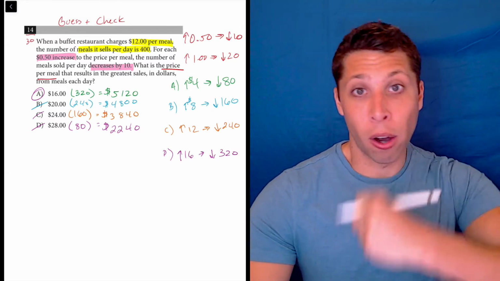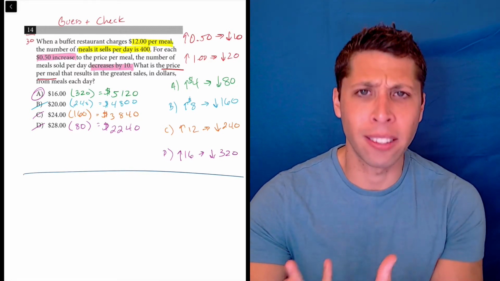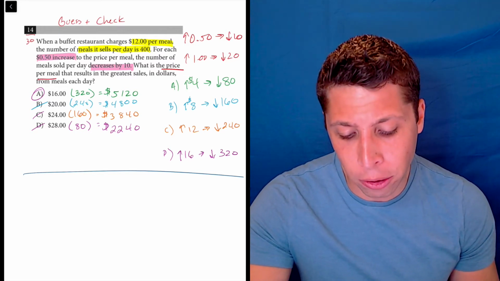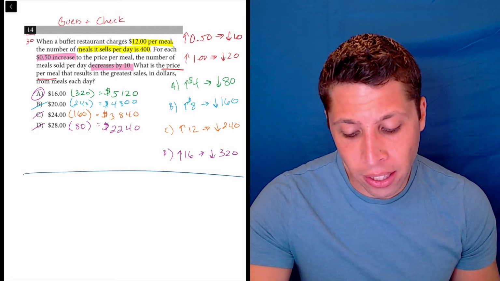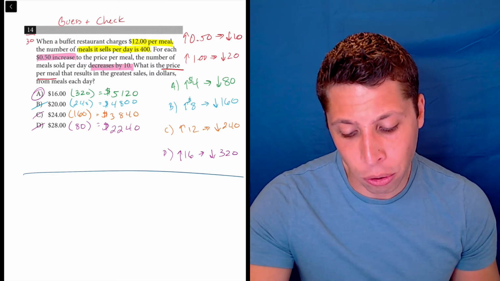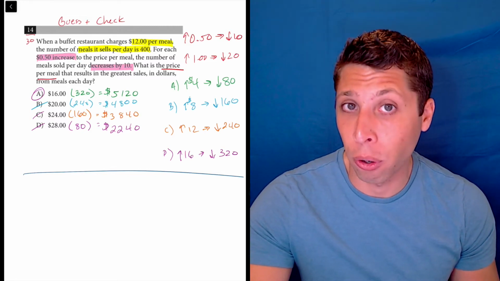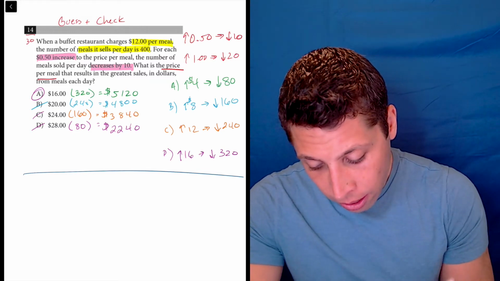What we could do, though, if we wanted to solve algebraically, is we could turn these sentences into mini equations, right? So when a buffet restaurant charges $12 per meal, the number of meals it sells per day is 400. For each 50-cent increase to the price, the number of meals sold per day decreases by 10. So there's two things going on. There's the price and the number sold. So let's see what's going on here. Let's see what's going to change.